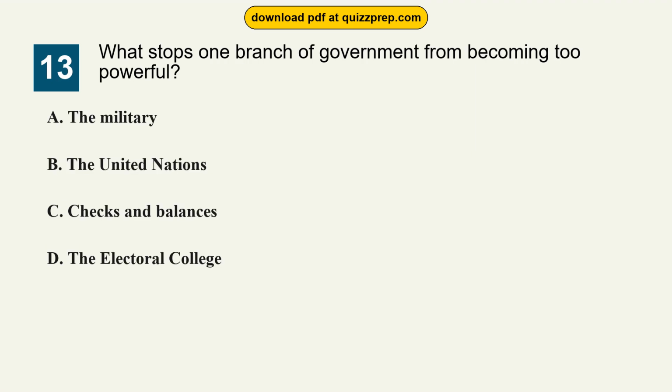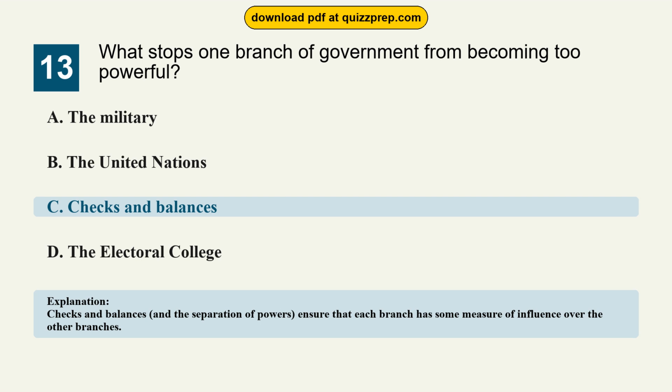Question 13. What stops one branch of government from becoming too powerful? Option A. The military. Option B. The United Nations. Option C. Checks and balances. Option D. The Electoral College. The correct answer is option C, checks and balances. Checks and balances, and the separation of powers, ensure that each branch has some measure of influence over the other branches.